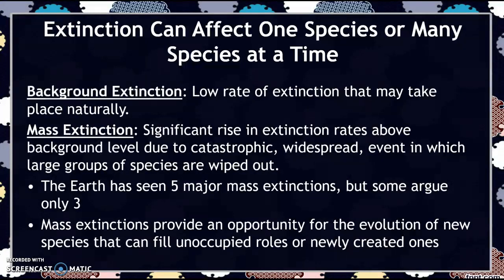A mass extinction is a significant rise in extinction rates above background level due to catastrophic, widespread events in which large groups of species are wiped out. So we've seen 5 major mass extinctions. Some argue only 3, but 5 major. So think about the asteroid with the dinosaur theory. That's one of our major extinctions. Mass extinctions provide an opportunity for the evolution of new species that can fill unoccupied roles or newly created ones.